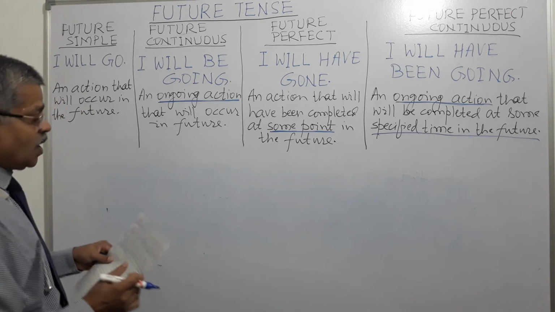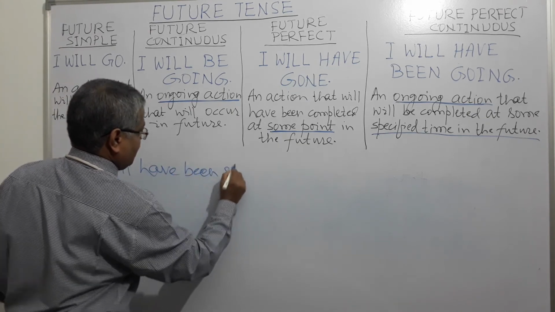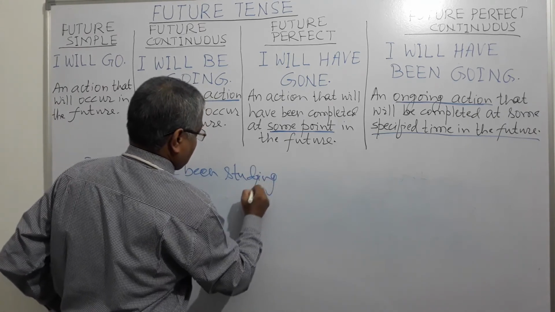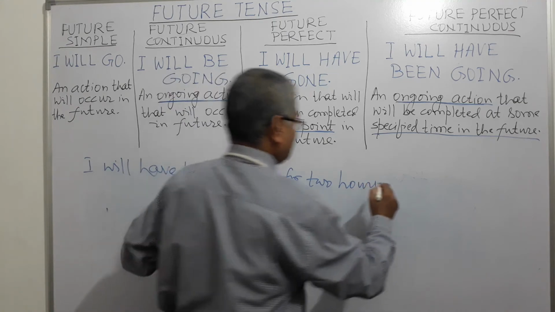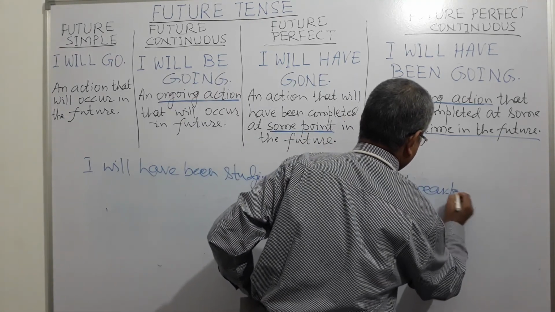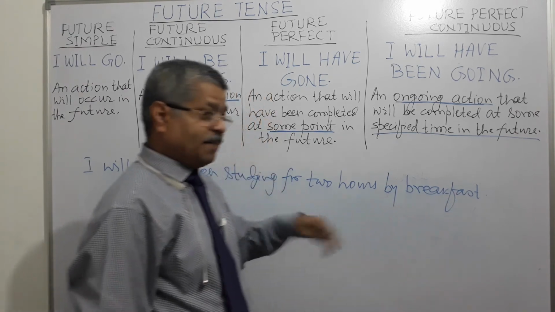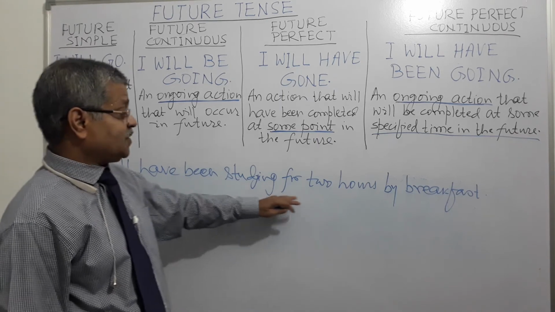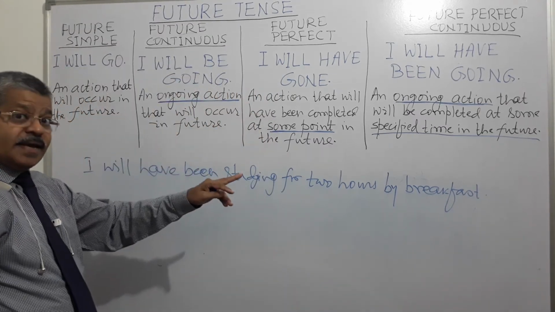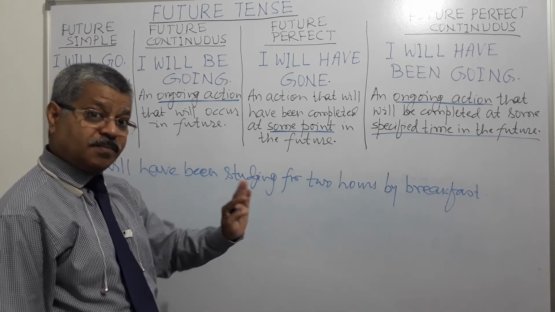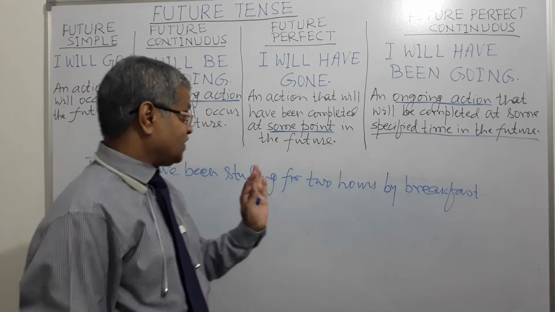I will have been studying for 2 hours by breakfast, right? It means by the time of breakfast, I will have been studying for 2 hours. Suppose breakfast is at 9 a.m. So by 9 a.m. I will have been studying for 2 hours. It means from 7 a.m. I will have been studying. If breakfast is at 9 a.m., I will have been studying from 7 a.m.